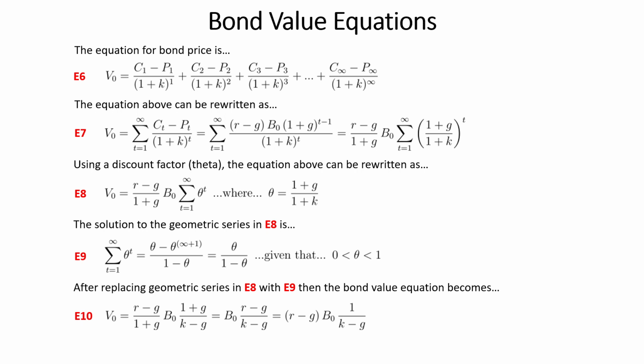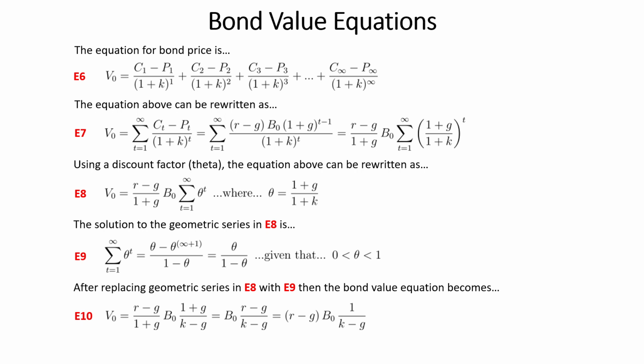So if you look at E6, the value of the perpetual bond equals that first cash flow, which is C1 minus P subscript 1. We divide that by 1 plus K to the 1 power. Same thing with period 2 or year 2. It's the coupon payment we receive at the end of year 2 minus the check that we have to cut the issuer at the end of year 2. We divide that by 1 plus K to the 2, and we go all the way out into infinity.